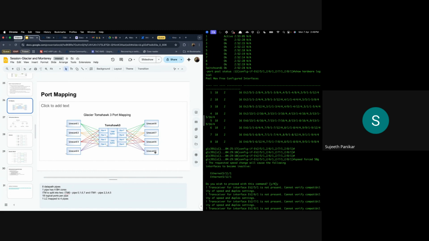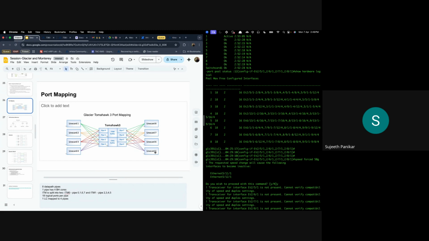Now, let's say we go to pipe 0. Pipe 0 is maybe pool 1, right? On the output over here in the CLI, it is pool 1. That's pipe 0. And in pool 1, I have all these interfaces mapped. That is, on line card 2, interfaces 5 to 8. On line card 3, 5 to 8. Line card 4, 5 to 8. And line card 5, 9 to 12. Now, these can be between these 18 logical ports.